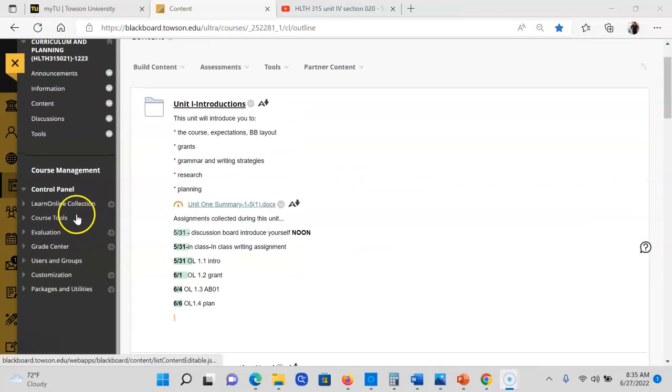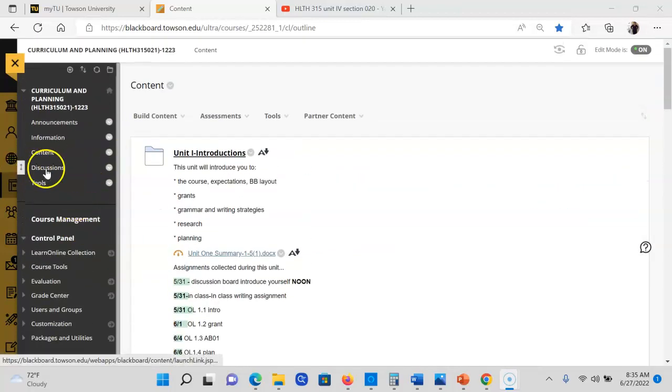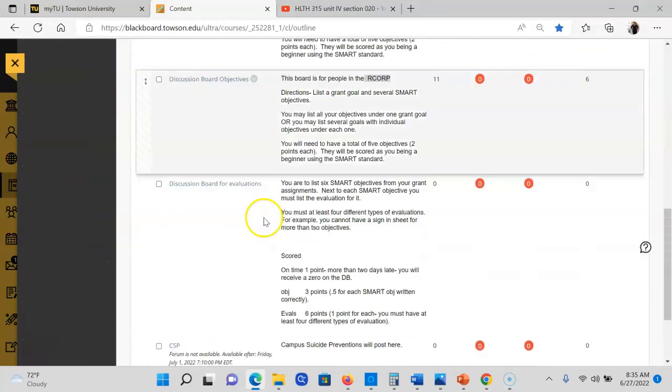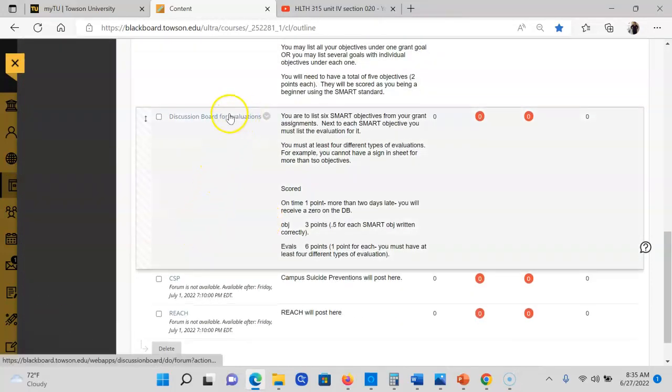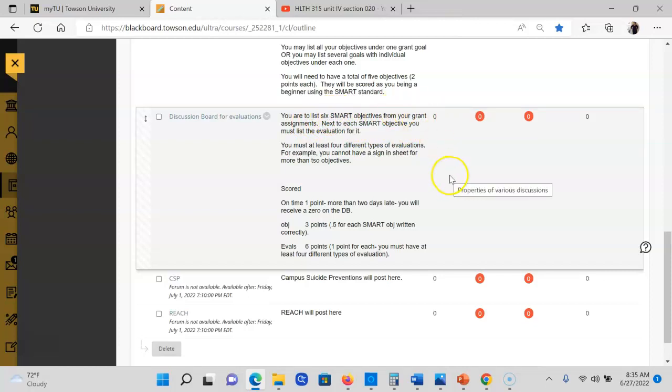So let's look at the discussion board, and then we'll go into Unit 4. The discussion will happen just like the other discussions. There will end up being 3 discussion boards, 1 for each grant. It asks you to list 6 SMART objectives. So you should choose 6 SMART objectives that you've gotten good feedback on or that you've corrected so they're actually SMART.